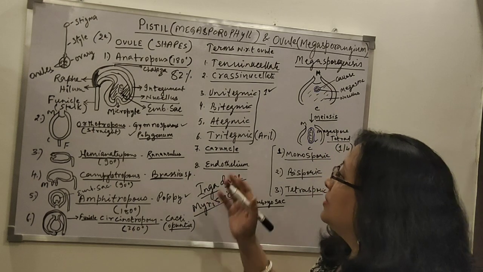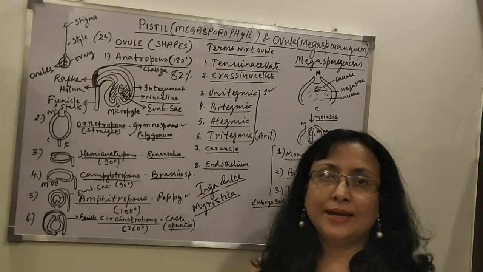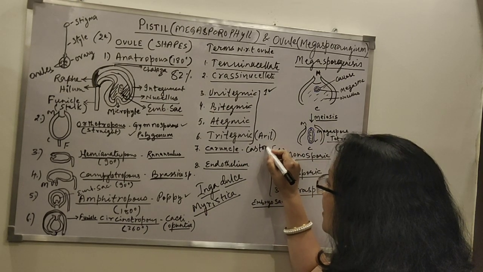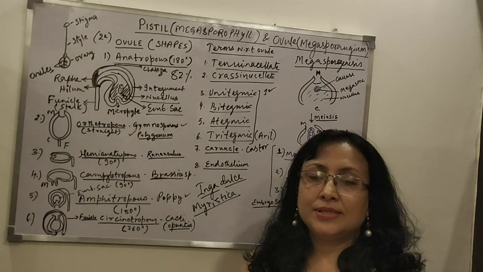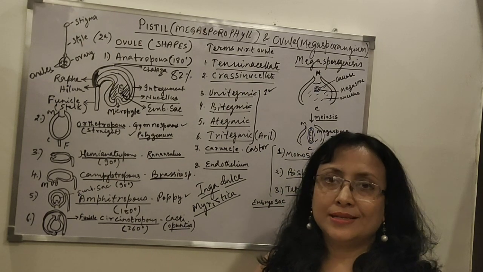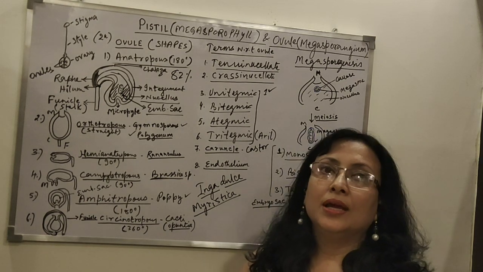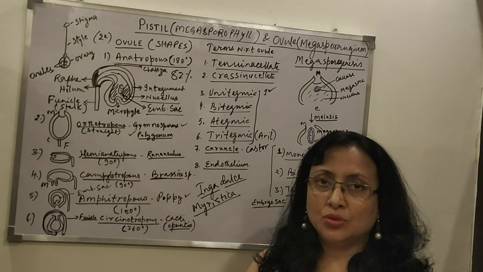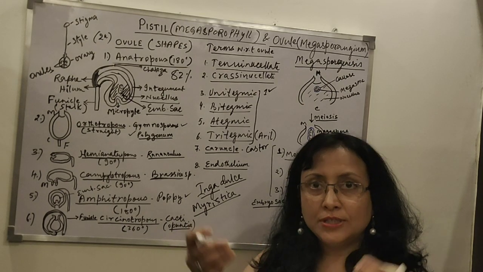chinensis. Then we can also see a term called caruncle. Now this caruncle is found in castor. Caruncle is found in castor. Castor is Ricinus communis. Scientific name is Ricinus communis. And in castor, what do you find? In castor, the caruncle is basically the outgrowth of outer integument towards the micropyle.